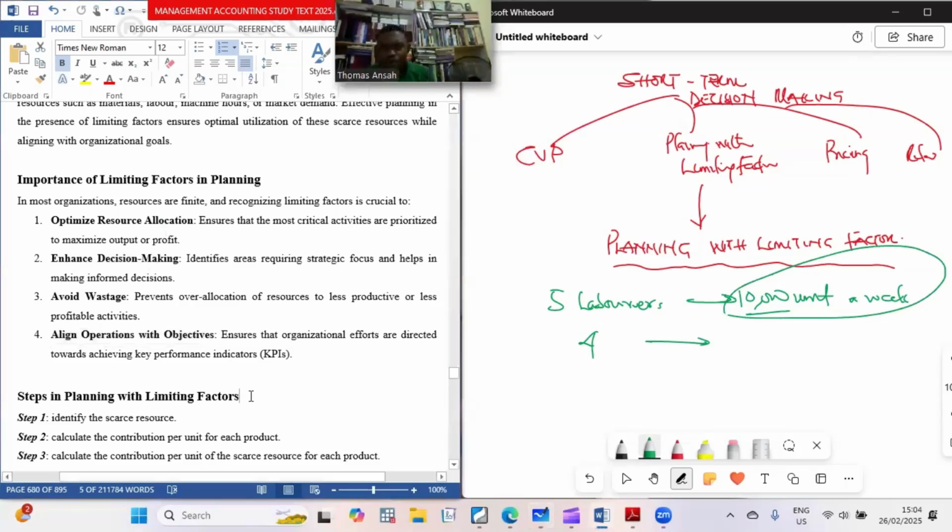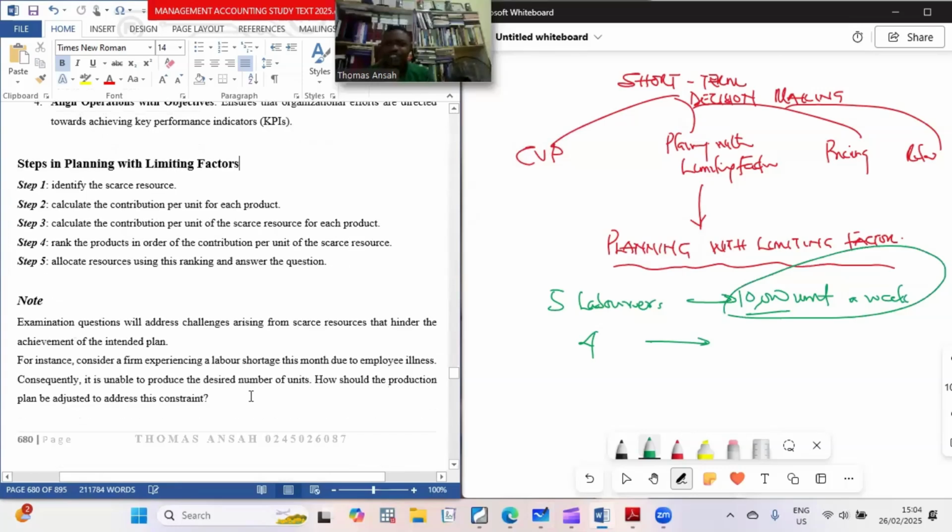Now, how do we work this thing out? Just as we did in the throughput, the same thing. Identify the scarce resource, calculate the contribution per each. We did that in throughput, right? But we did throughput limiting factor. Do you remember? So the same thing, contribution. We will calculate contribution per unit of the scarce resource. So calculate your return per scarce resource. The same thing we did in throughput. Then you rank them, all right? Then you allocate the resources. That's all. You answer every question.